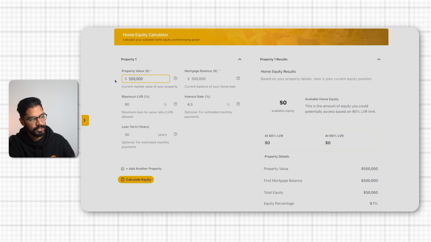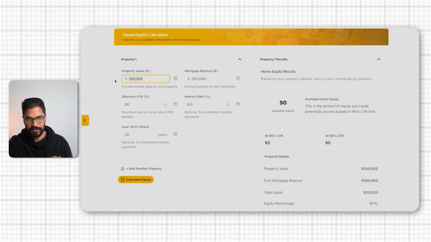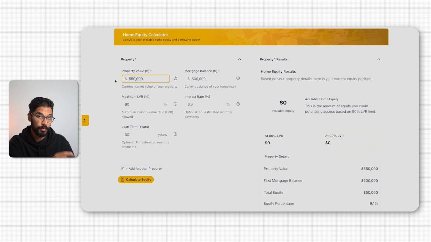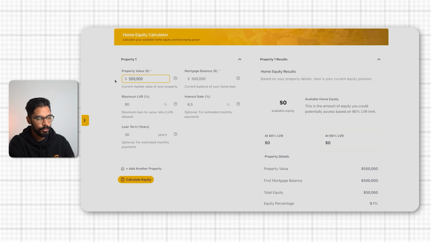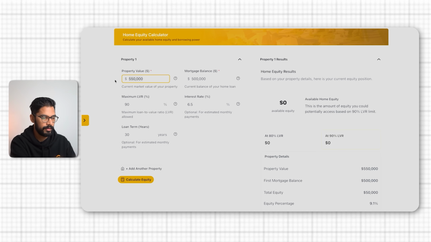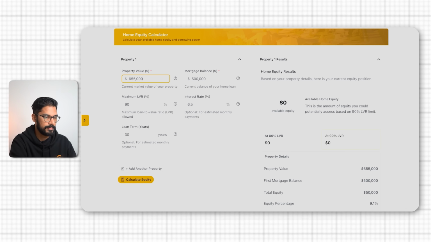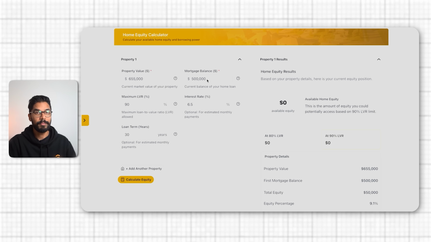Let's say you purchased this 2 years ago, and just for argument's sake, we're gonna say 10% growth. So we say 550, it goes up by $55,000 in year one, because that's 10%, and then in year two, it's gonna be about $60,000. So in total, it's gone up by $105,000. So this property now would be worth $655,000. Now our mortgage here is going to still stay the same because we're not paying any of our debt down.